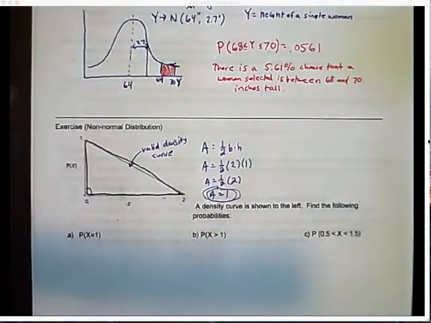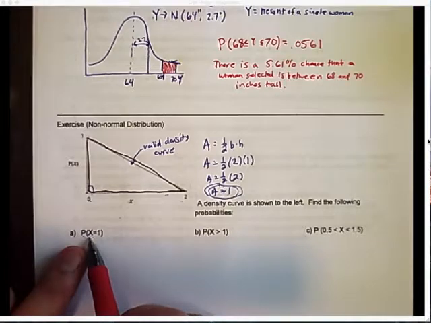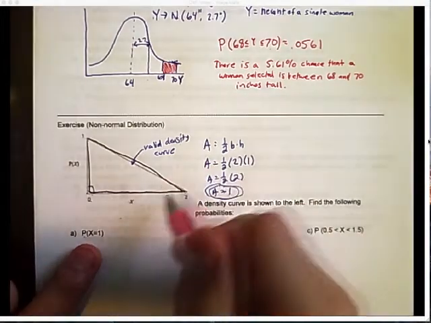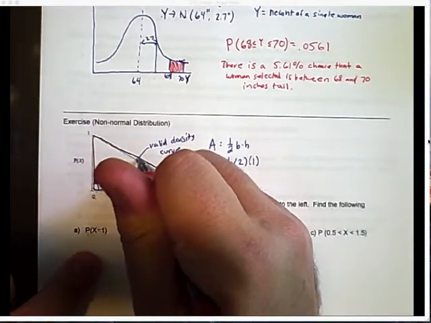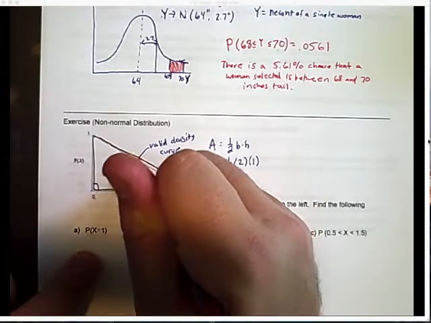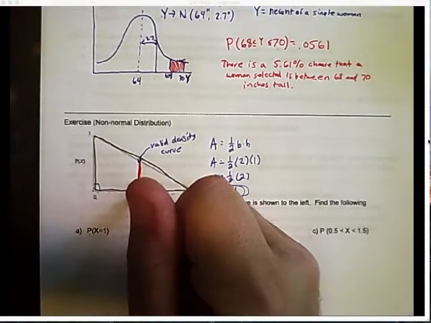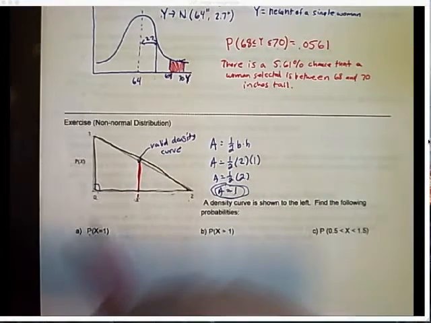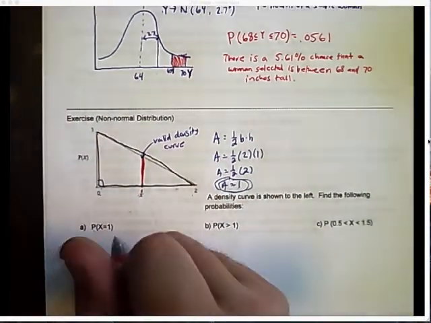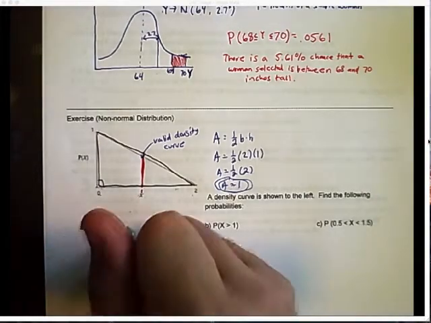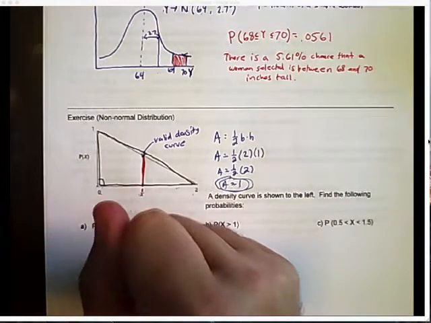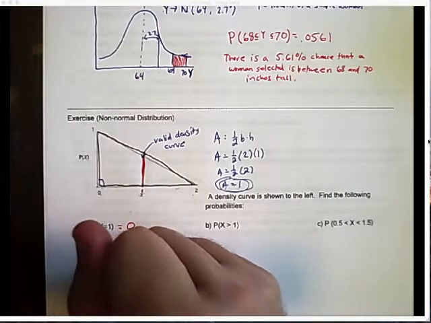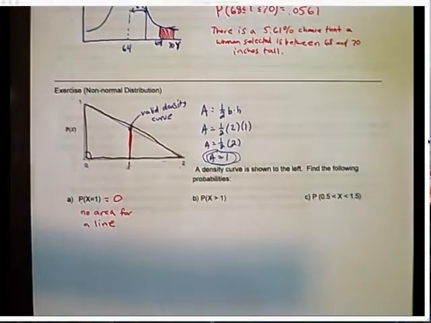Okay, so let's answer the questions. Part A, what's the probability that x equals exactly 1? Well, where is 1 here? 1 would be halfway between 0 and 2. So if I draw a line up to where it meets the triangle, this right here has no area. It's only one-dimensional. A line does not have any area. So the probability that x equals 1 is 0. There's no area for a line.